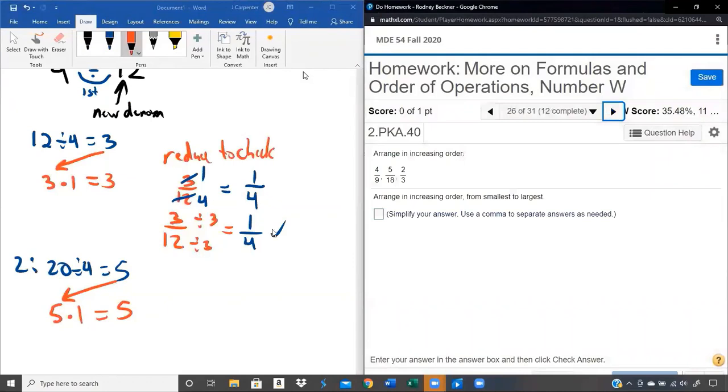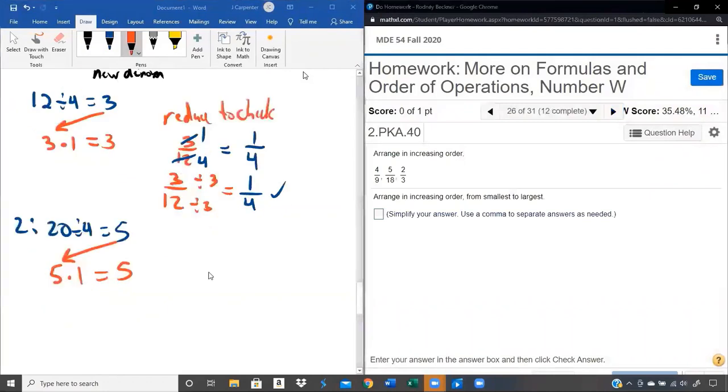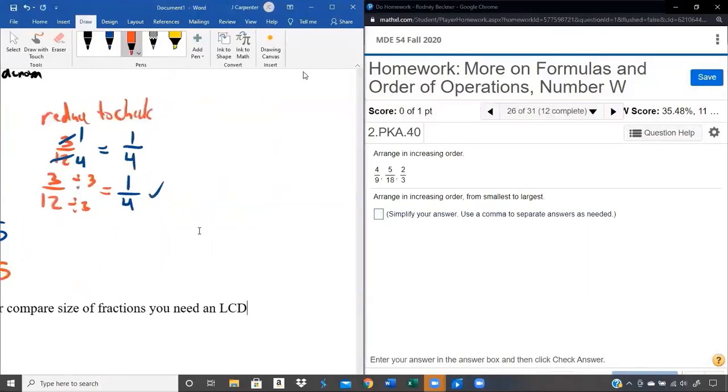Arrange in increasing order. So in order to order, pun intended, fractions, they all have to have the same denominator. So it's not just adding and subtracting that you need an LCD for. It's also if you want to compare their size. To add, subtract, compare their size, fractions need an LCD.